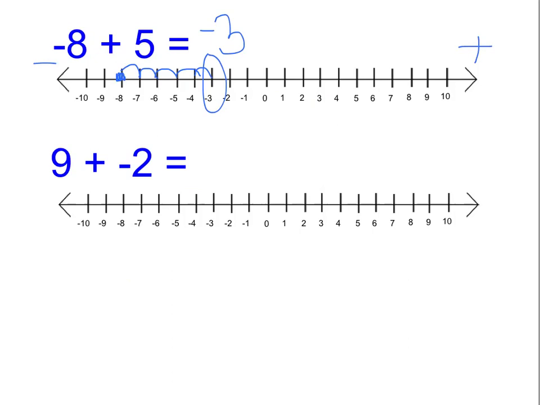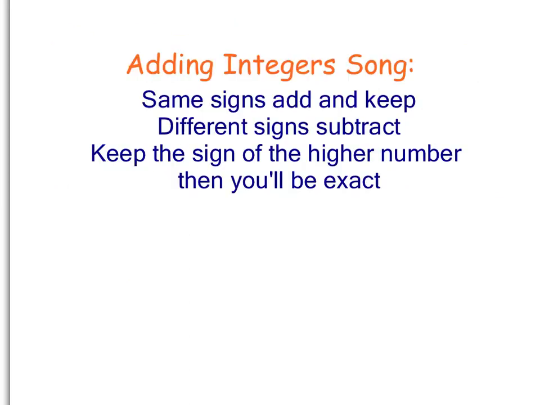Let's try this one. It says 9 plus -2. Again, we might see these parentheses right here. So 9 is a positive 9 plus -2. I'm going to go backwards 2 because it's a negative. Remember, I said negatives were going to go toward the negative end. So 1, 2. And we have a 7. 7 is our answer.